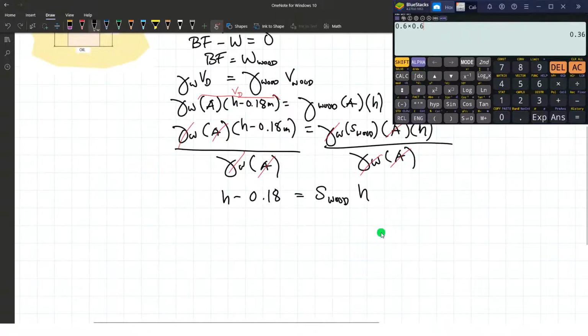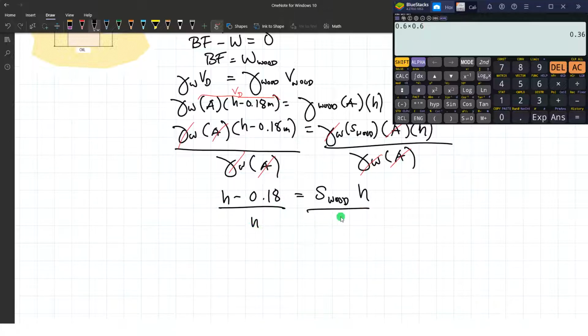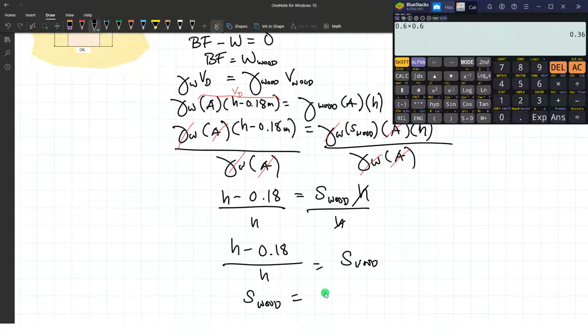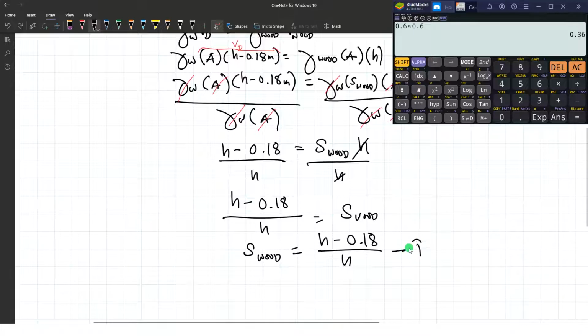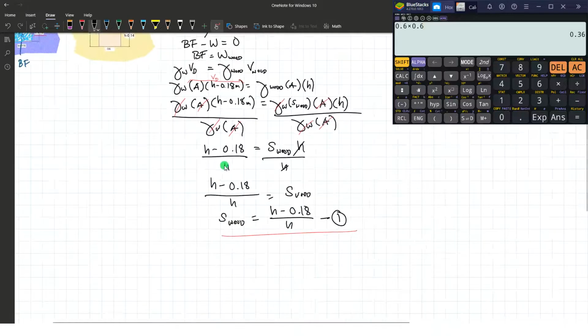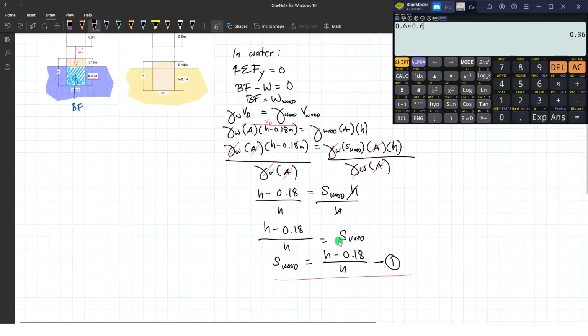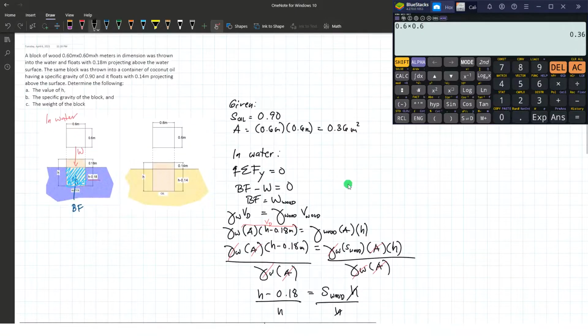So if we are going to make an equation determining the specific gravity of wood in terms of H, we can divide both sides by H. H minus 0.18 over H is equal to the specific gravity of the wood, or we can rewrite that as the specific gravity of wood is equal to H minus 0.18 over H. This is your equation 1 right here, because we have two unknown variables, the height of the wooden block and the specific gravity of the wood.